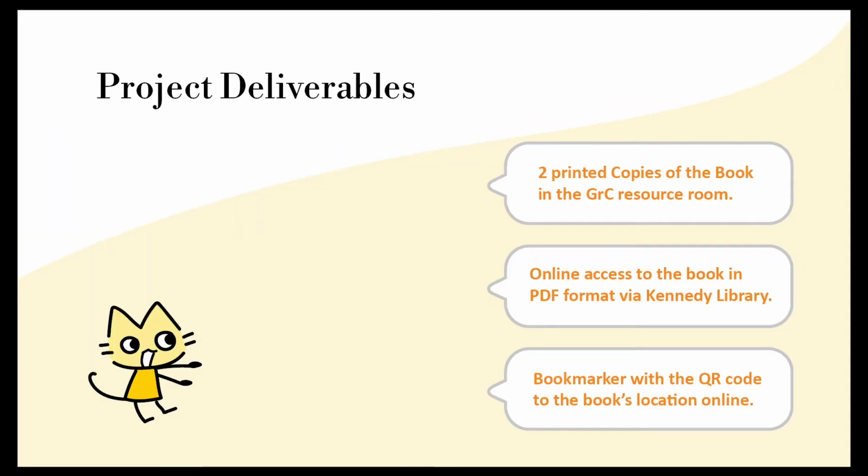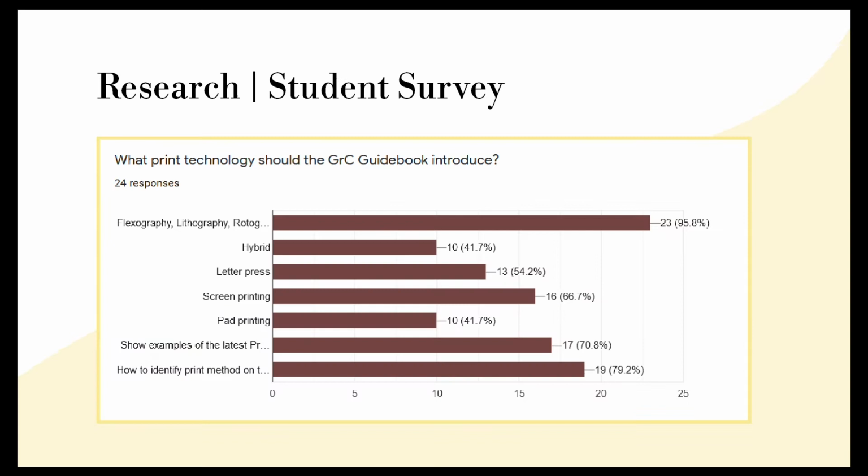The project deliverables are to place 2 printed copies of the book in the GRC resource room, publish the book online in the Kennedy Library for free for student access online, and distribute the bookmarkers with the QR code to fall 2021 students. Because the target audience for this project are the students, I surveyed GRC students about what they think should be included in the introductory textbook.